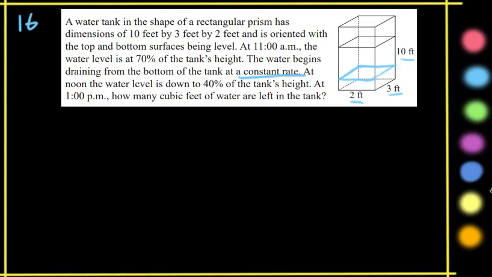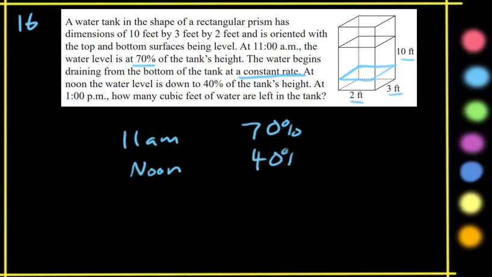Let's jump right in. All right, problem 16. This one says that we have a water tank in the shape of a rectangular prism, and it has dimensions 10 feet by 3 feet by 2 feet, and it's oriented with top and bottom surfaces being level. And it says at 11 a.m. the water level is at 70%. Okay? And the water level begins draining from the bottom of the tank at a constant rate. And at noon, the water level is down to 40%.